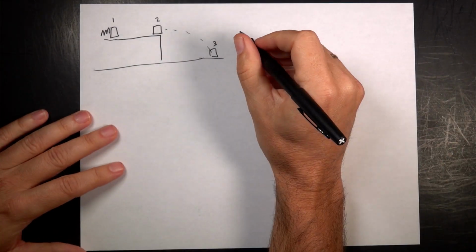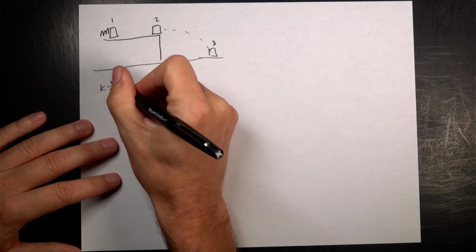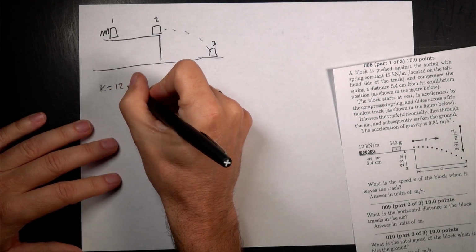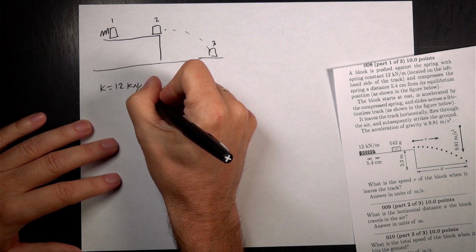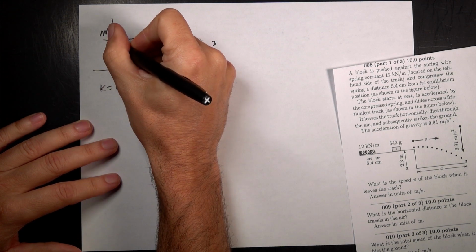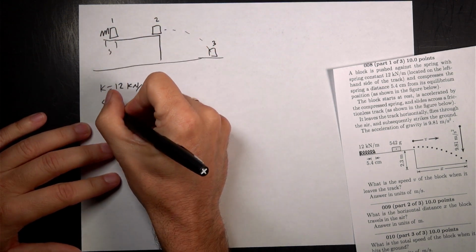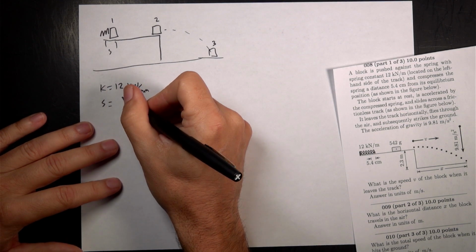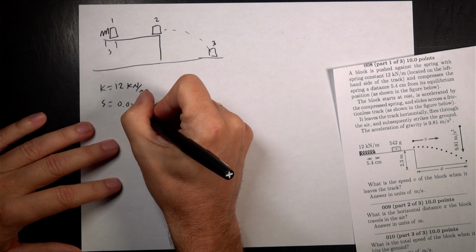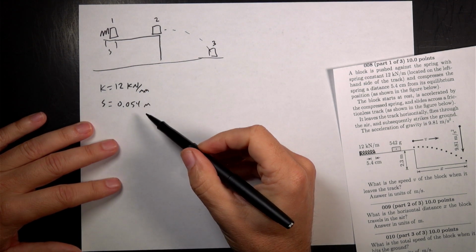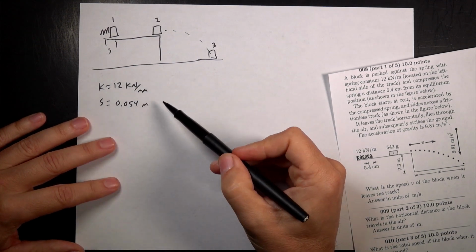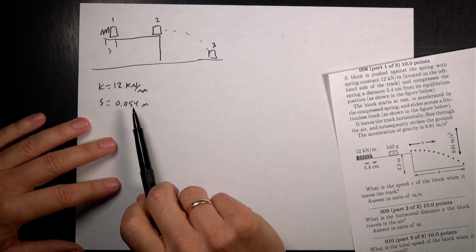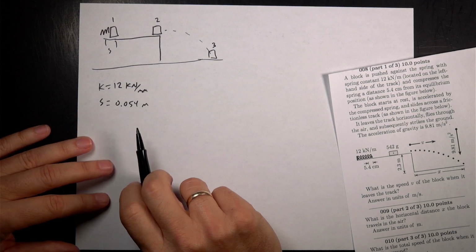And then let's write down everything we know. I know k is, I don't really want to do this, but 12 kilonewtons per meter. I'm going to call this compressed distance s. s equals, what was it? 5.4 centimeters, 0.054 meters. I convert that to meters, right? Because this is in kilonewtons per meter, which is newtons per meter. I can easily do that, so I'm going to need that in meters.